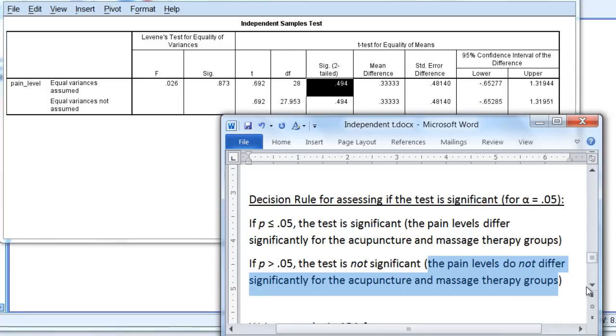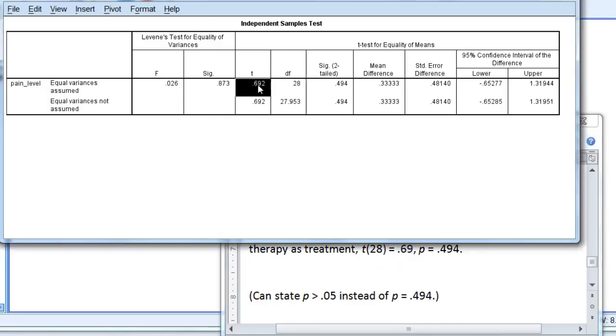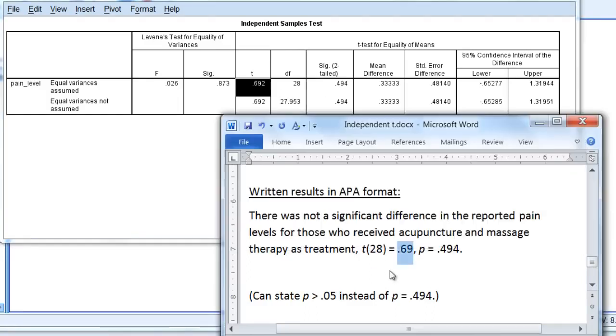Next, we'll write these results using APA format. We could write these results as follows. There was not a significant difference in the reported pain levels for those who received acupuncture and massage therapy as treatment. Then here we have t, once again indicating that we have an independent samples t-test, 28 degrees of freedom, which is equal to the total sample size of 30 minus 2. We have a t of 0.69, which is given here rounded to 2 decimal places. And finally, our p-value of 0.494, which is shown here.